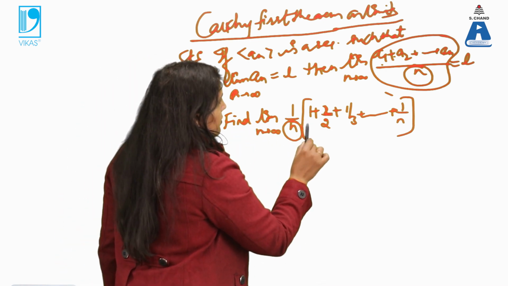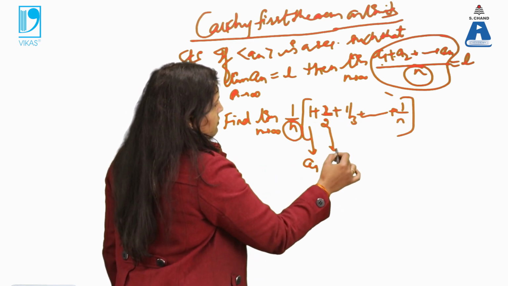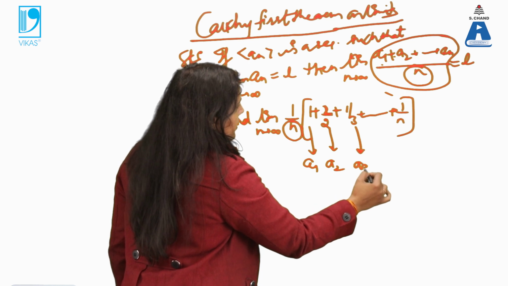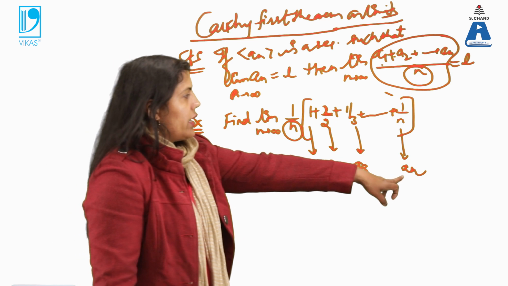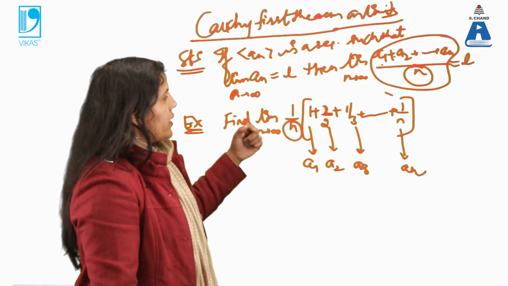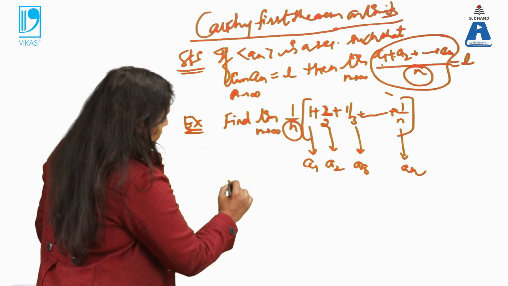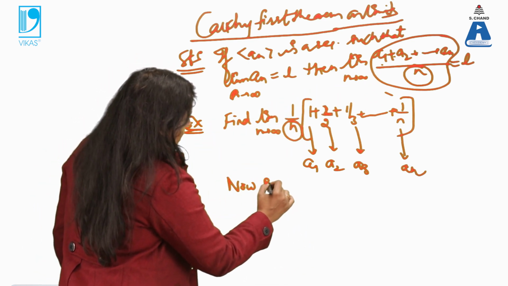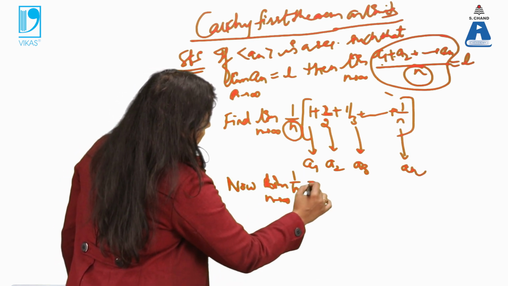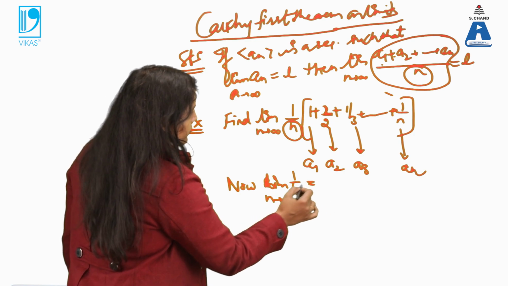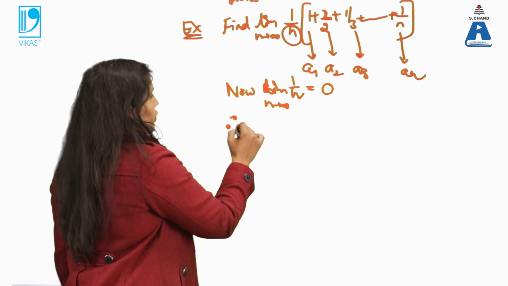So this is my first term, as if I compare it with the statement of the theorem. This is my a1, this is my a2, this is my a3 and this is my a_n. So according to the theorem, if I can find the limit of a_n, then I can conclude that the limit of this sequence will be the same. So now, the limit of 1 by n as n tends to infinity. 1 by infinity is how much? 0.